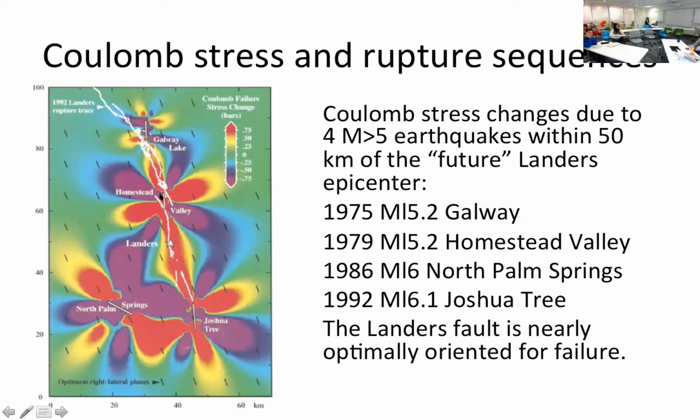So the Landers rupture was somewhere here. Landers' epicenter started here and ruptured toward the north. But this Coulomb stress change has nothing to do with the Landers main shock itself. Those are the stress changes because we had these four events with magnitude five before the Landers earthquake, and how the occurrence of these four events has perturbed the stress field for Landers, so that the Landers strike is nearly optimally oriented for failure.